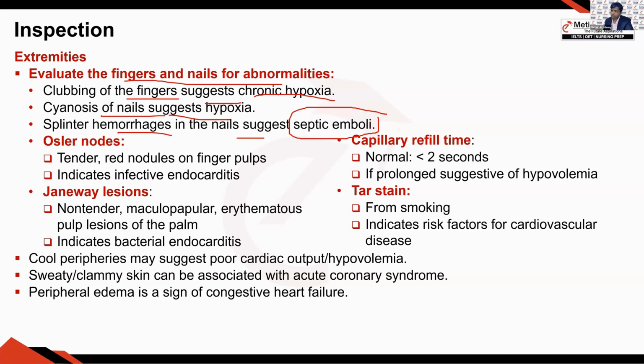Osler nodes, tender red nodules on the finger pulps, indicate infective endocarditis. We see the image. Janeway lesions also, we can see the image. Lesions in the area, palms and everywhere. So, maculopapular lesions on the palm here. Small lesions will be there. And Osler nodes will be some necrotic, tender red nodules in the finger pulp. This area is the finger pulp.